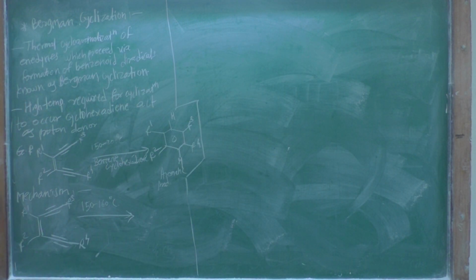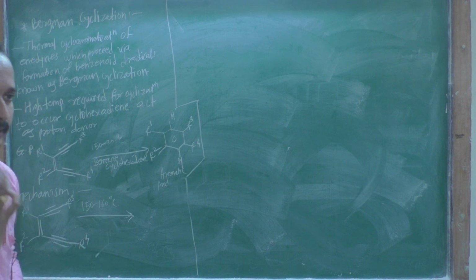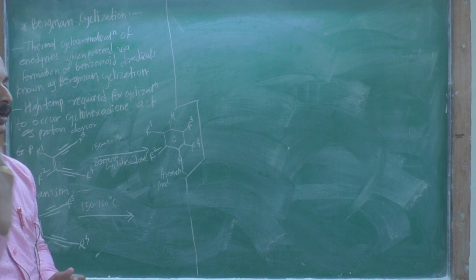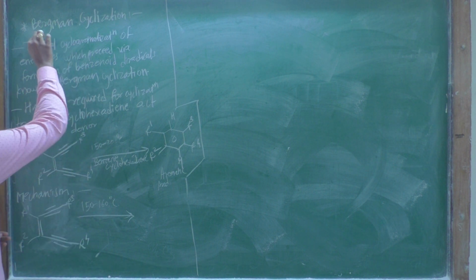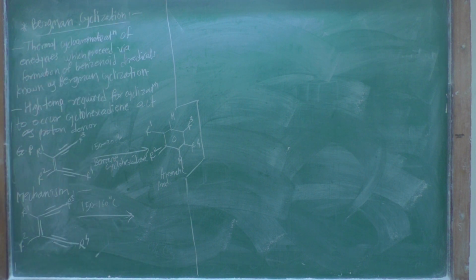Good afternoon, friends. Last lecture we ended the Pomeranz-Fritsch reaction in the ring formation reactions. Therefore, we have to discuss the second reaction, that is the Bergman cyclization reaction. In this Bergman cyclization reaction, it is a thermal cycloaromatization of the enediyne.